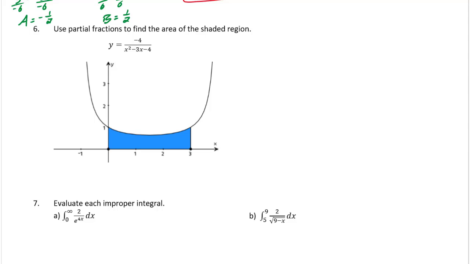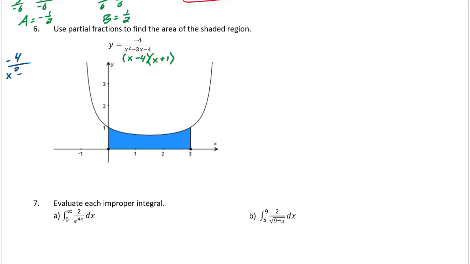Next one's going to have a very similar approach. So number 6, as mentioned in the previous one, I probably want to picture what this is in factored form. So that quadratic in the bottom would turn into an x minus 4 times an x plus 1, because that's what would multiply to the negative 4 at the end, but add to the negative 3 in the middle. And at that point, we can maybe off to the side just set up our decomposition.